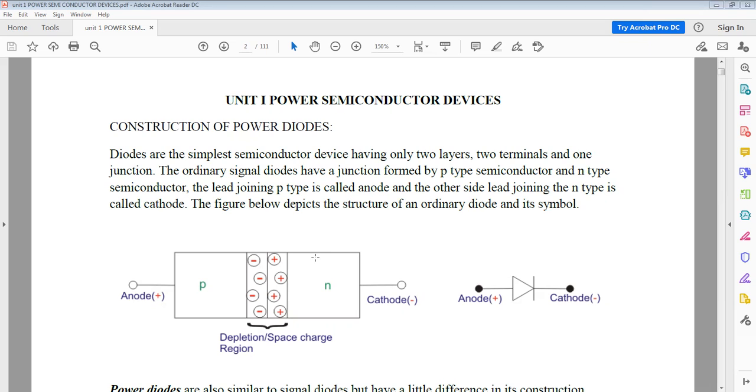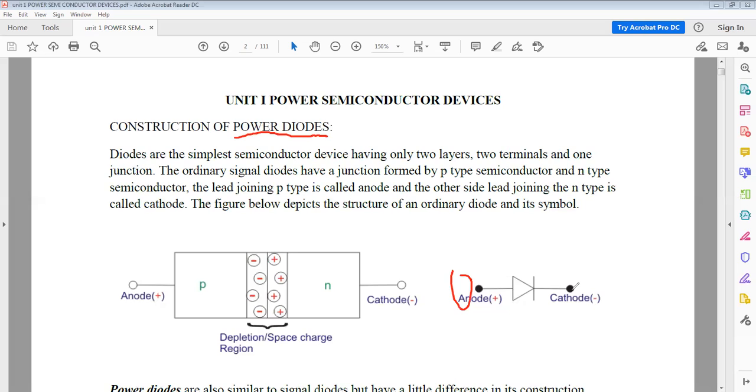Now let us start with the construction of power diodes. A power diode is basically a two-terminal PN junction semiconductor device, with an anode and a cathode. It is similar to a normal or general purpose diode, but from a construction point of view, an additional N layer is added in power diodes.